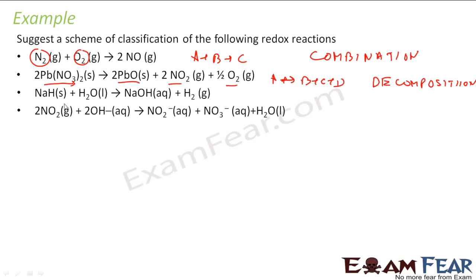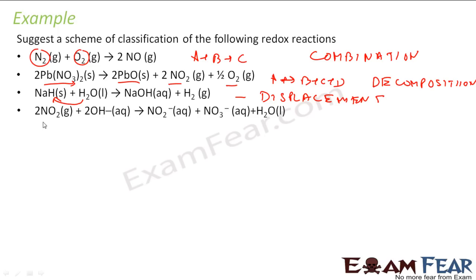Here we see NaH plus H2O gives NaOH. So if you see here, my hydrogen is getting replaced, right, with OH. This guy is getting kicked out, so it is a displacement reaction. This reaction, if you see, is not of type combination, not of type decomposition, not of type displacement also, right?